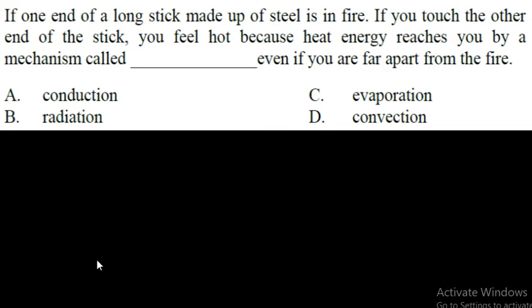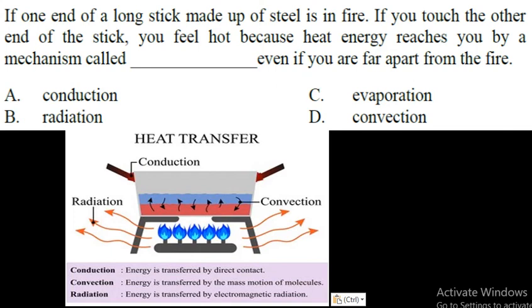When you go to the next question, the second question says, if one end of a long stick made up of steel is in fire, and if you touch the other end of the stick, you feel hot because heat energy reaches you by a mechanism called dash, even if you are far apart from the fire. So how does heat transfer? Try to remember and recall what you learned. There are 3 heat transfer mechanisms. Those are conduction, radiation, and convection.